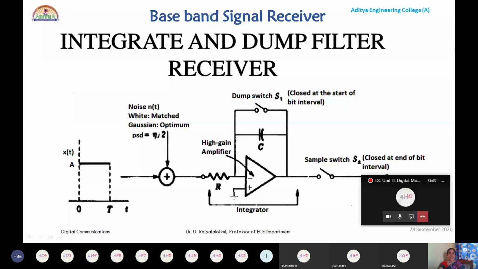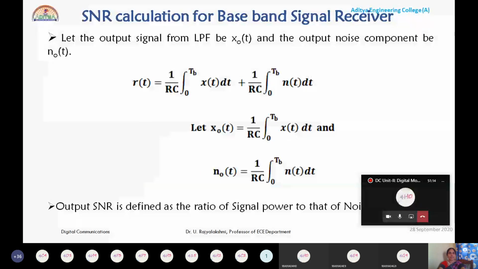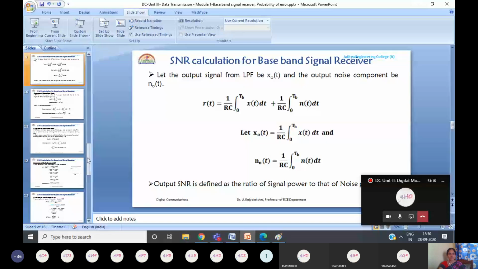We can start this chapter from the next class itself, and later we'll calculate the derivations. We'll calculate the SNR. Anyhow, we can discuss it in the next class.